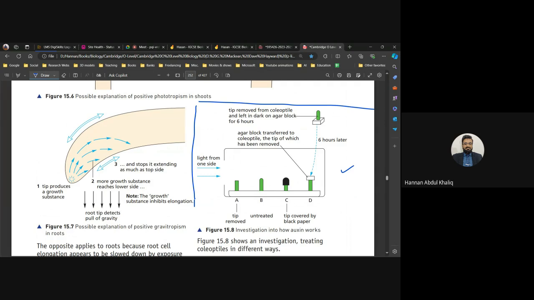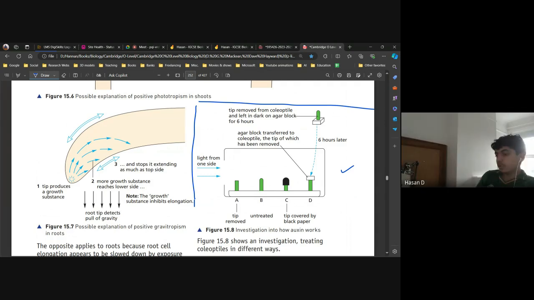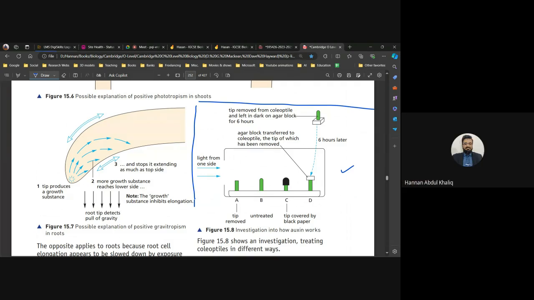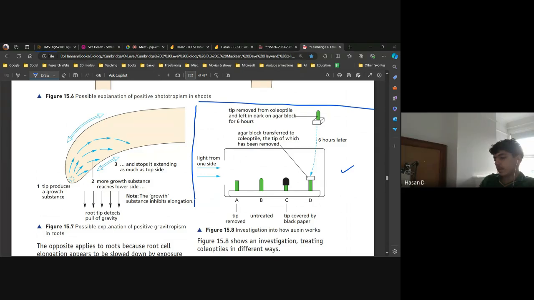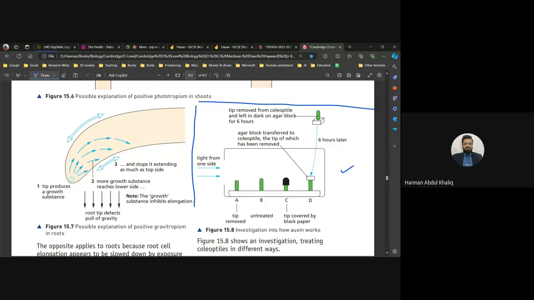Okay, what do you think would happen to B? It would grow as normal because it has the source. But I think maybe it won't go straight because light is only coming from one side. Very good, well done. Yes, leaning towards the left side. Well then, it would grow. You did not remove the coleoptile, which was the source. It is supposed to be going straight, but since the light is coming from one side, it would bend towards the light. Well then, what is going to happen to C?